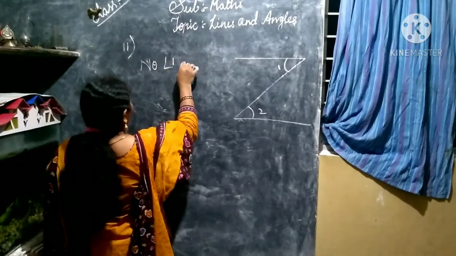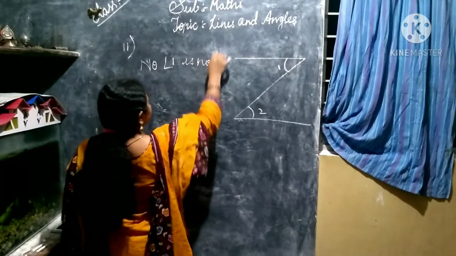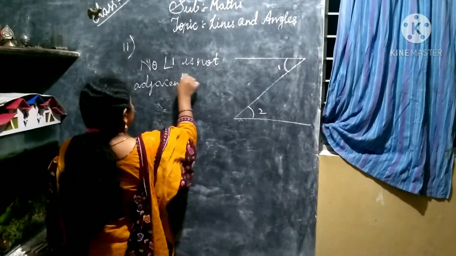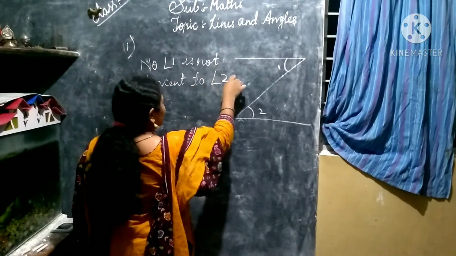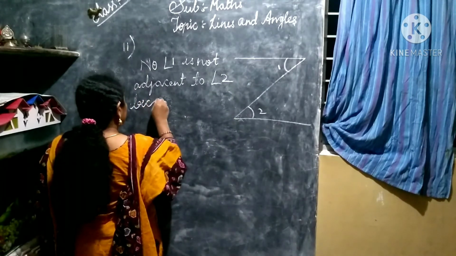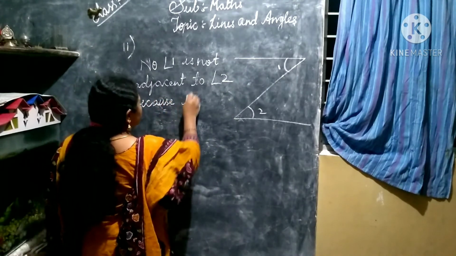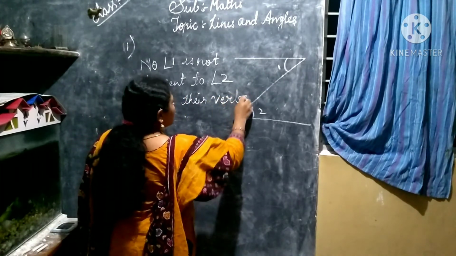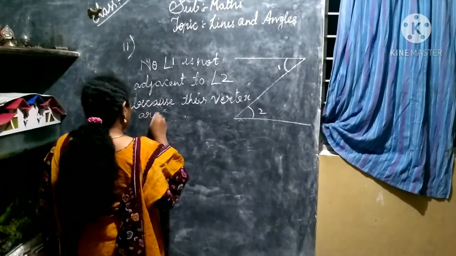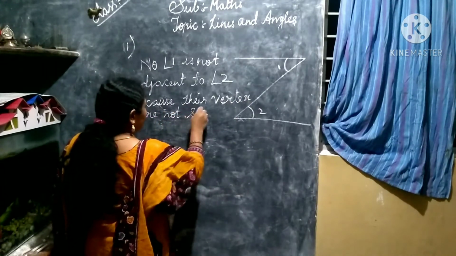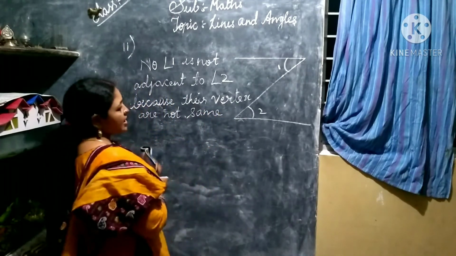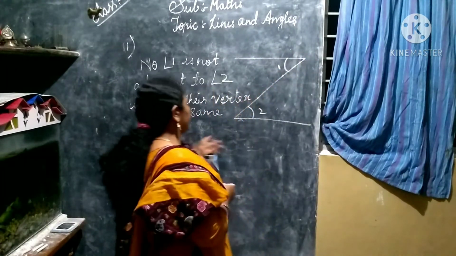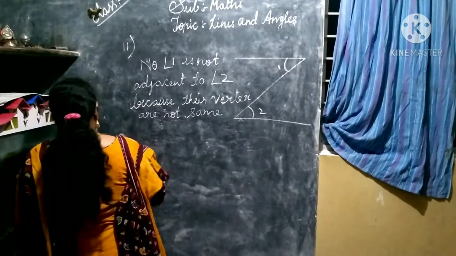No, angle 1 is not adjacent to angle 2 because their vertices are not the same. The first condition is that both should be at the same vertex. Here both vertices are different, therefore they are not adjacent.